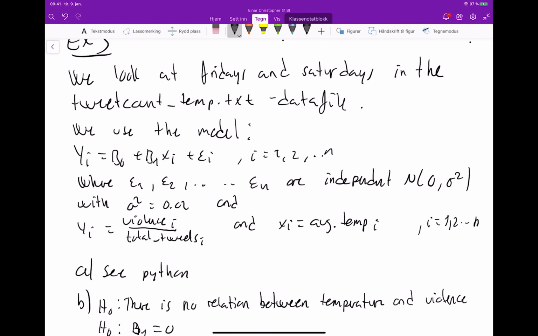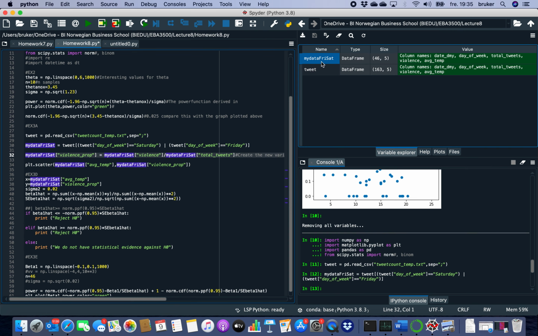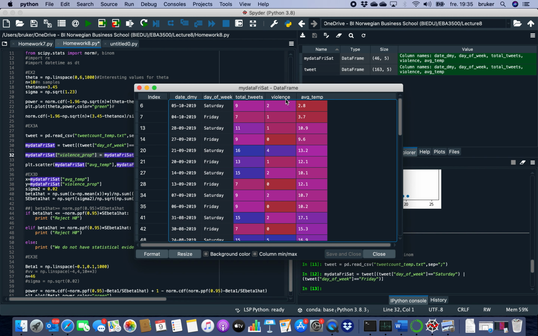And we want the y_i to be the proportion of tweets with words which are defined as violence. So y_i is violence divided by total tweets. But if we go back to my data now, we don't have anything which is violence divided by total tweets. So we have to make this column ourselves. So we have to create a new column in this data set, which is this proportion.